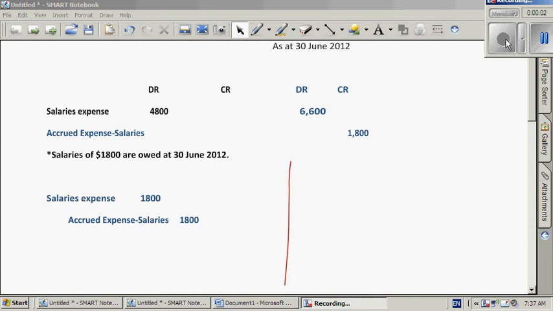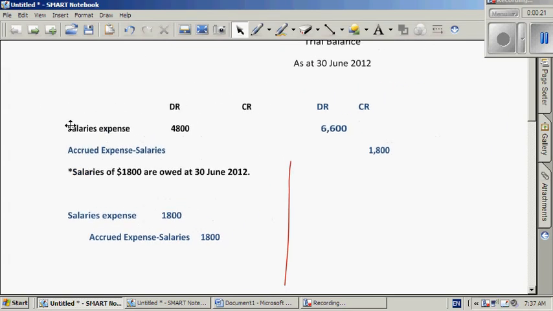Hello viewers, in this lesson I'm going to show you some exercises of accruals in adjusted trial balance and adjusted journal entry. So let me read the question first. Trial balance as of 31st June 2012. Remember, in black writing those are the questions, and in blue writing these are the answers or solutions.